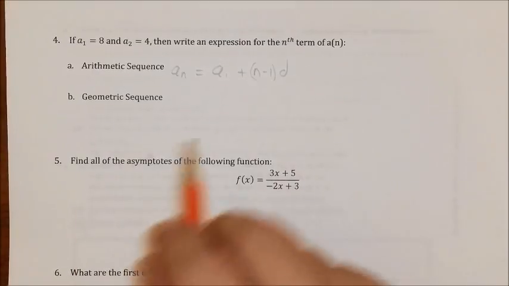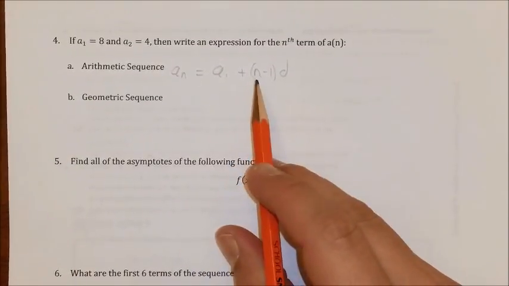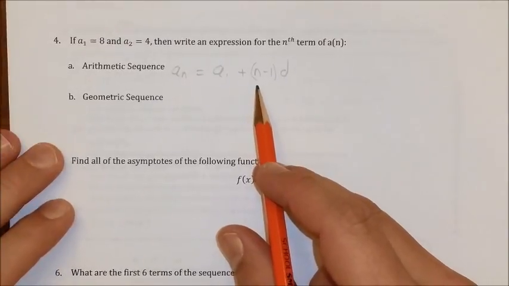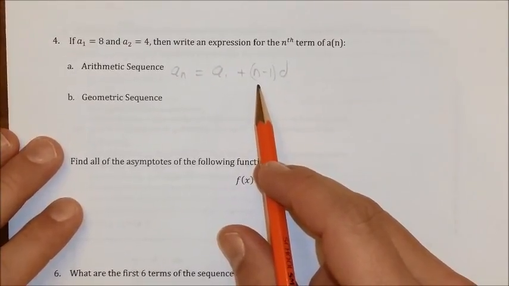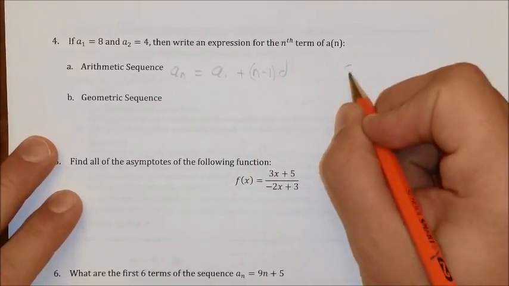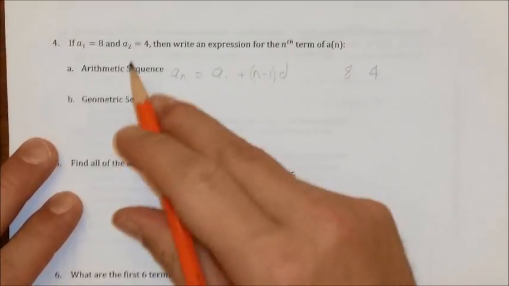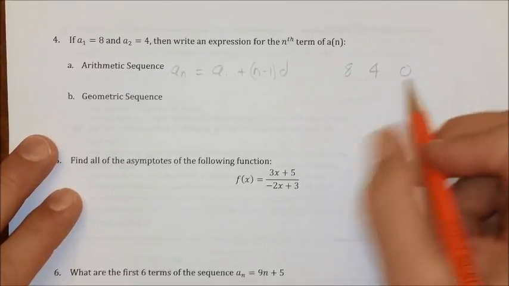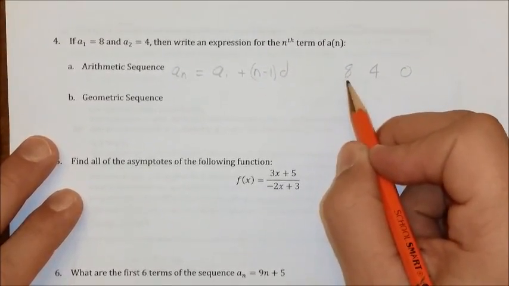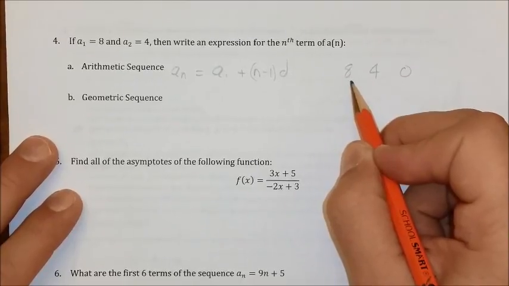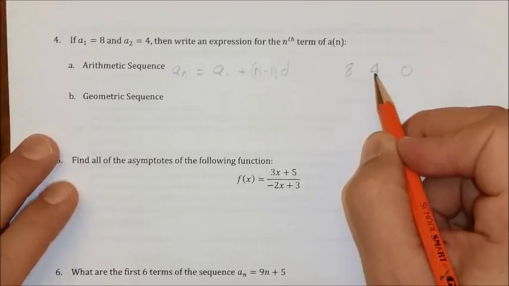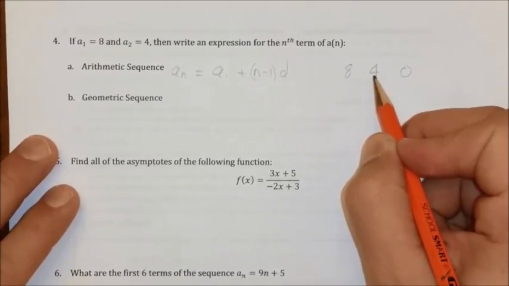Hopefully that's a formula that you guys have memorized, but it's not hard to derive if you think about it. You can always just ask yourself, okay, after the first term, I need to add one common difference. So let's say you have 8 and then 4. If this was an arithmetic sequence, you're subtracting 4 every time. So on your first term, you don't have to add or subtract any common differences. But on your second term, you have to add one common difference of negative 4.